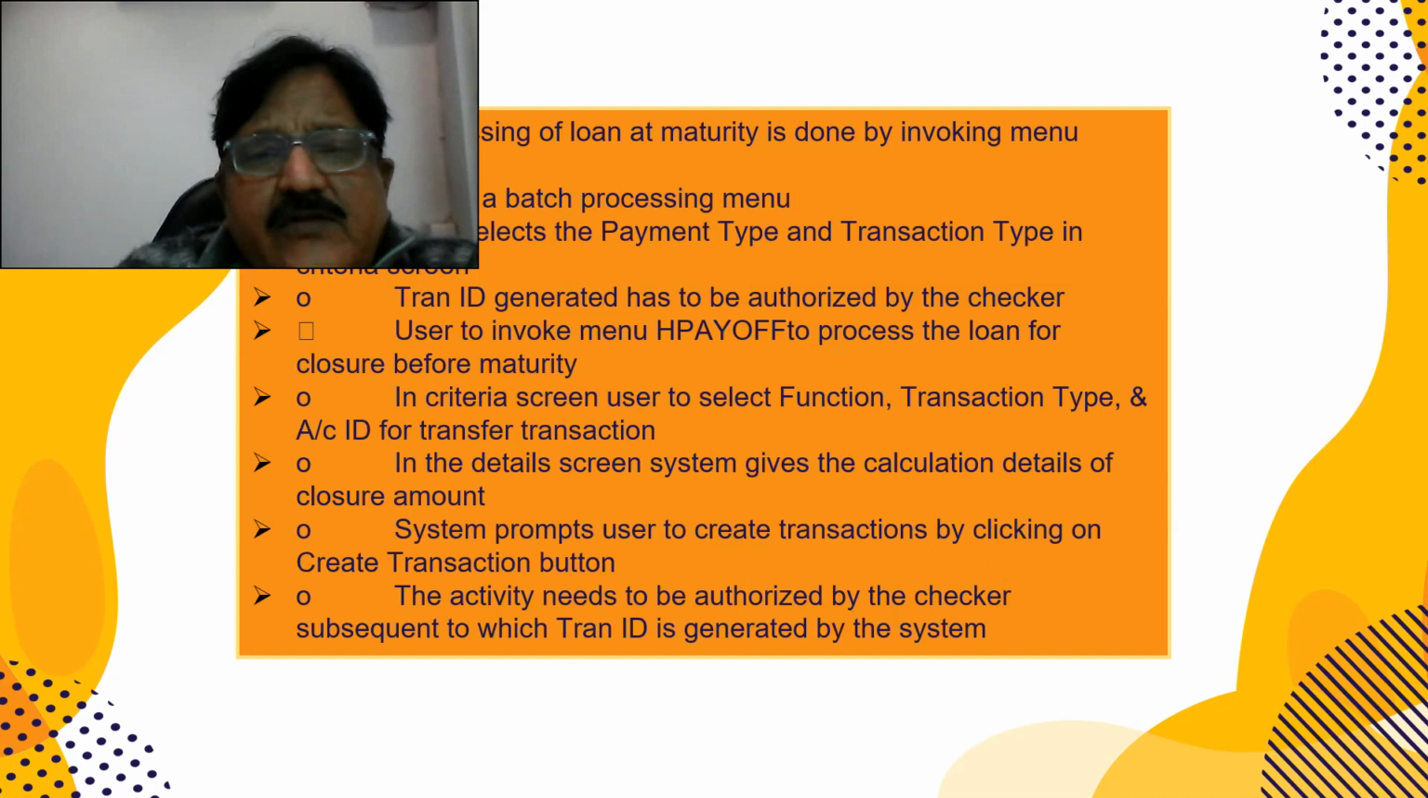In the criteria screen, the user has to select the function, transfer type, and account ID for transactions. In the details screen, it gives the calculation details of the closure amount. The system prompts the user to create a transaction by clicking on the create transaction button. The activity needs to be authorized by the checker, subsequent to which the TRAN ID is generated by the system.